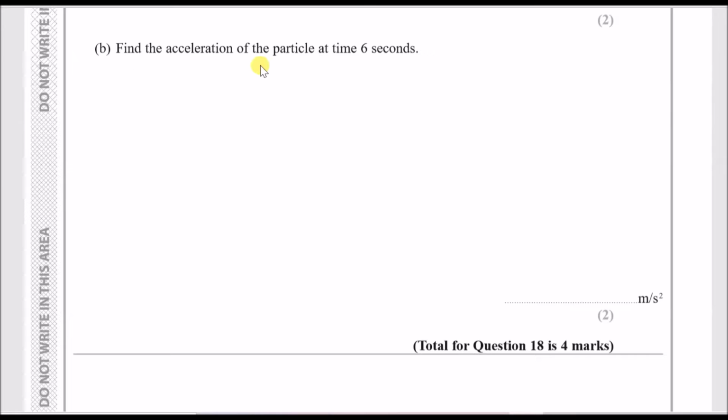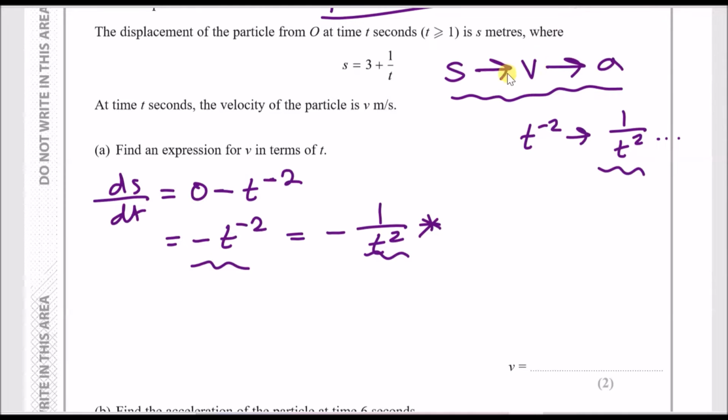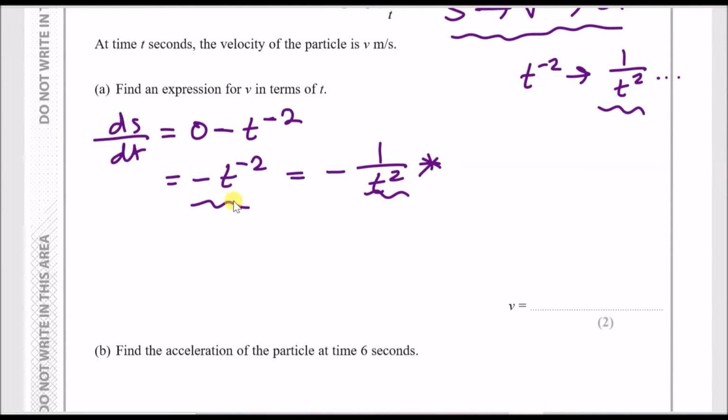Now, B, find the acceleration of the particle at time 6 seconds. Alright, so to find the acceleration, we have to differentiate one more time. So let's differentiate this equation here, yeah? So let's give this a name. This was velocity. So we say dv over dt, which will give us our acceleration now.